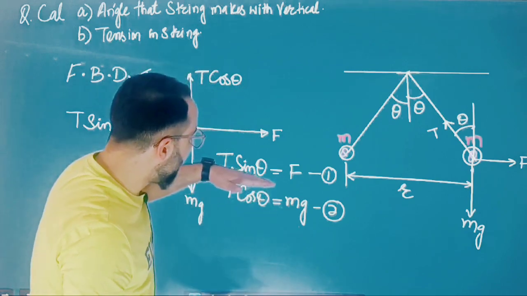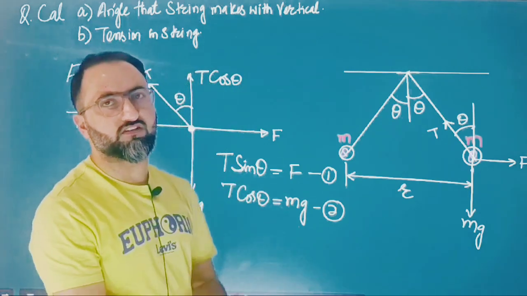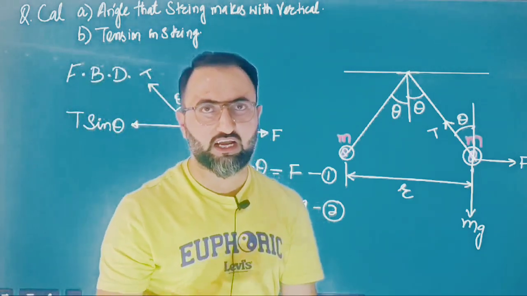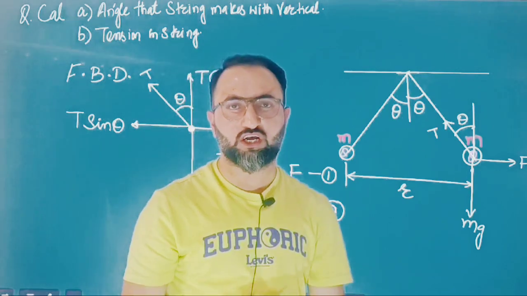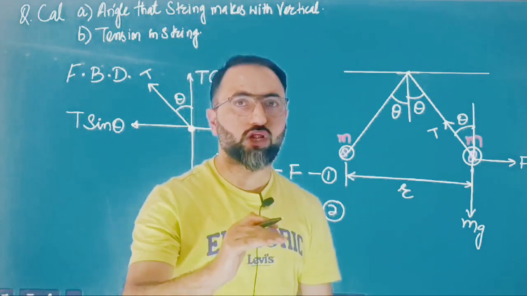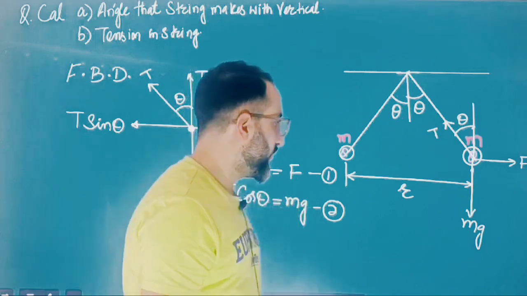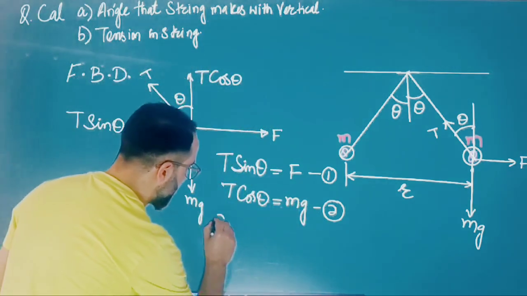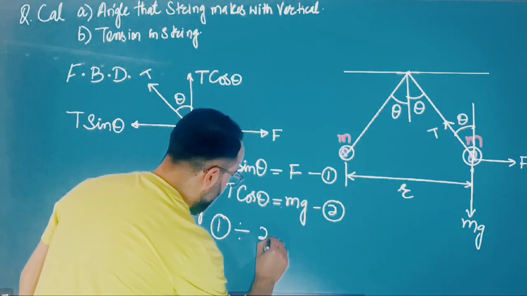Once I divide these two equations, equation number first divided by equation number second, t will be eliminated out of the equation. Sin theta divided by cos theta, you know what that is equal to. That's equal to tan theta.